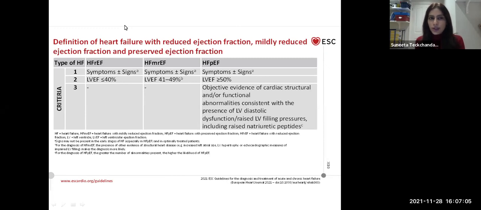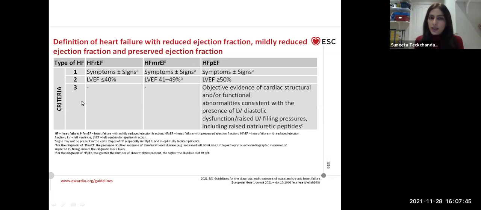Heart failure with reduced ejection fraction, heart failure with mildly reduced ejection fraction, which used to be called mid-range ejection fraction previously, and heart failure with preserved ejection fraction. As you can see, they all have criteria 1 and 2, which are symptoms and signs present, and are then classified based on their ejection fraction. Reduced ejection fraction is less than 40%. A normal ejection fraction we quote is more than 55%. So 41 to 50% is mildly reduced ejection fraction.